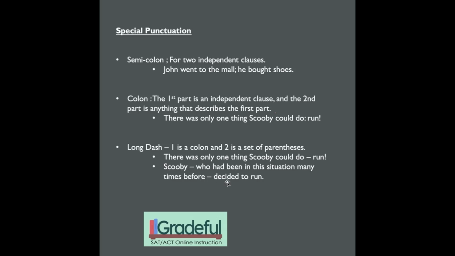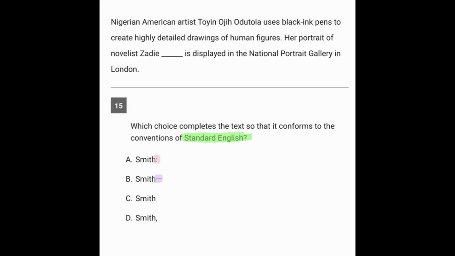You're not ready for an SAT if you don't have the definitions for the colon, semicolon, and long dash well memorized. So coming over here, let's understand what's being said first. This artist uses black ink pens to create highly detailed drawings of human figures. Her portrait of this novelist is displayed in this gallery.